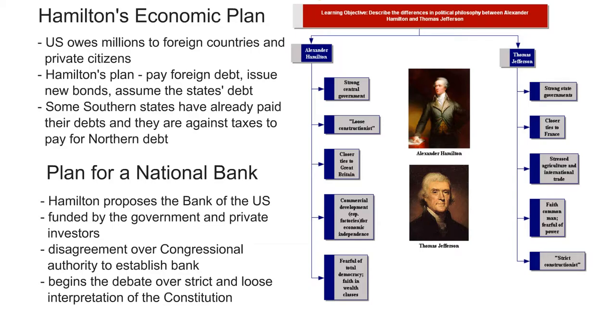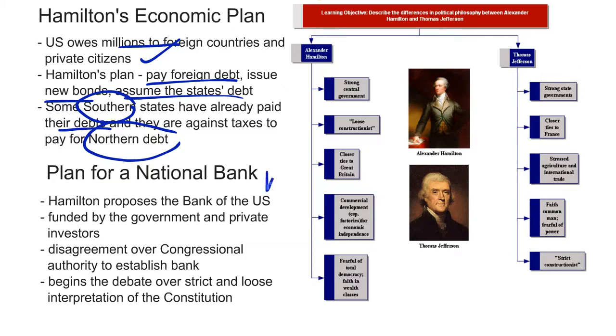Hamilton's economic plan. The United States, after the American Revolution, owed millions of dollars to foreign countries and to private citizens. Hamilton's plan was to pay the foreign debt, issue new bonds, and for the federal government to take on the debt that the states had. Some southern states had already paid their debts and therefore were against raising taxes to pay for the northern debt.